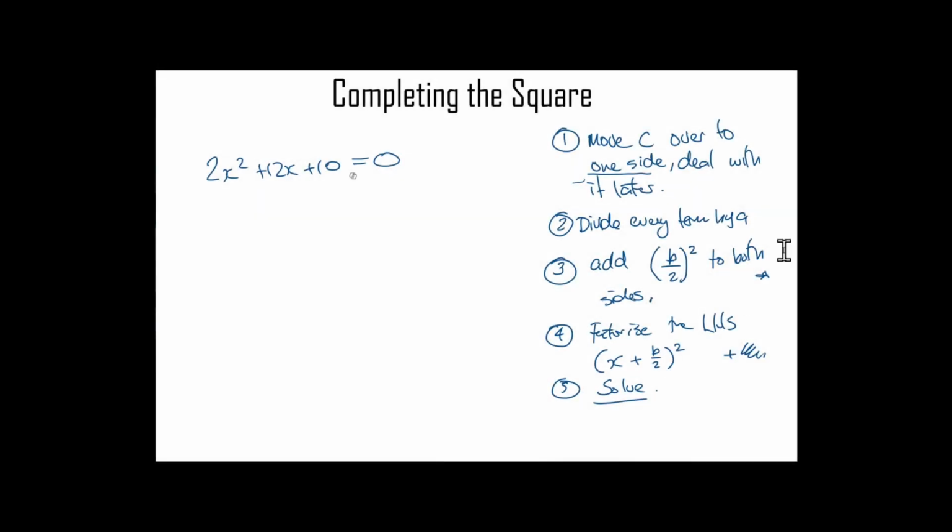Right, the next one has a complicating factor, and it is this 2 out the front here, but that's not really a big deal because we deal with that in part 2. All right, let's just follow our algorithm. We're going to move the c over, so we're going to take 10 from this side and from this side. So we have 2x squared plus 12x equals -10. It's tempting to just divide everything by 2, and you wouldn't go far wrong doing that, but I'm just going to complete this so you can see how that works. Well, actually we're going to do it right now. So I'm going to divide everything here by 2.